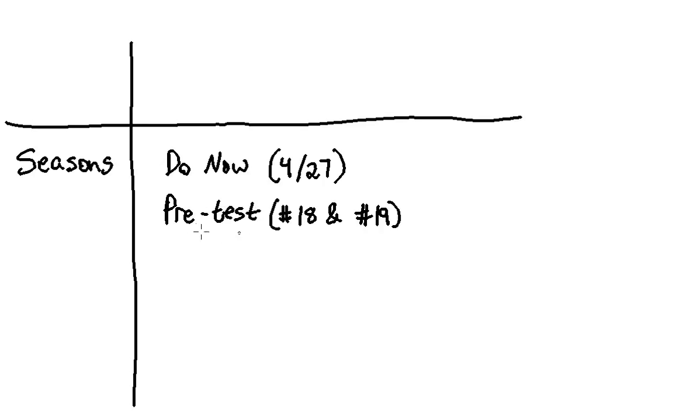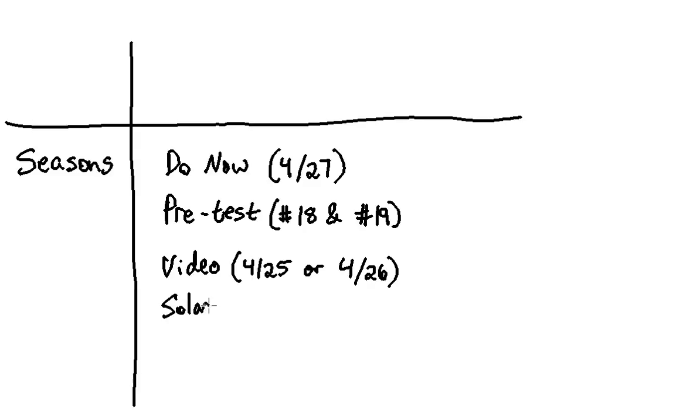Memorizing those words isn't going to help you, but if you understand the transition that occurs on those days between the 2 extremes, that will help your understanding. The video that you were supposed to watch in class the day that we started this unit, it was either Wednesday, April 25th, or Thursday, April 26th. And then finally, your solar cycle diagram.